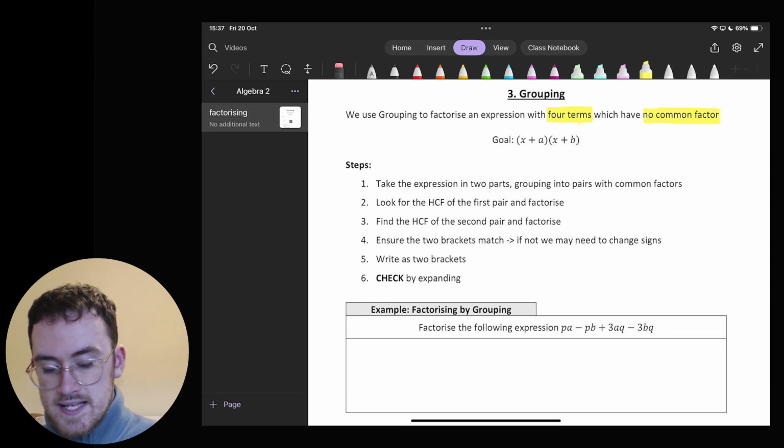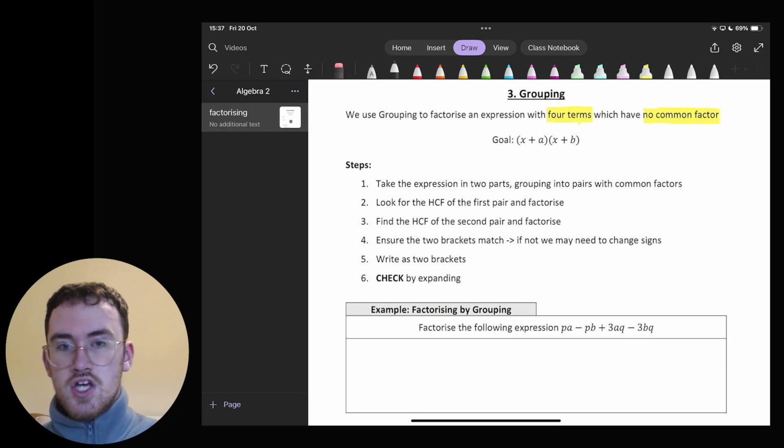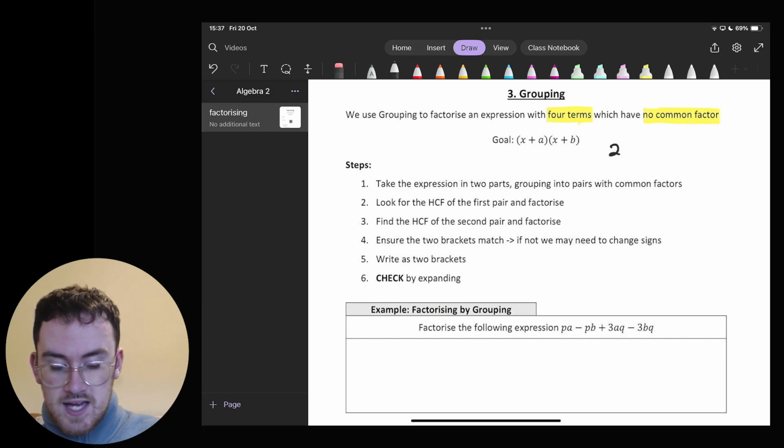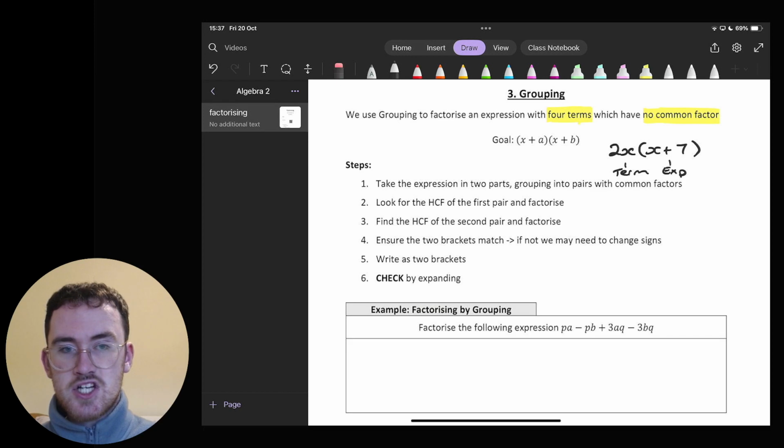And our goal, as before, is to write it in terms of its factors, whereas in this case we're going to end up with two expressions. So where in the highest common factor method we were getting things like maybe 2x times x plus 7, which is one term and one expression, here we're going to be ending up with two expressions.